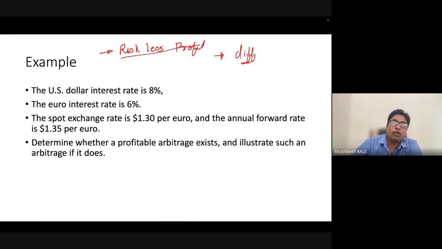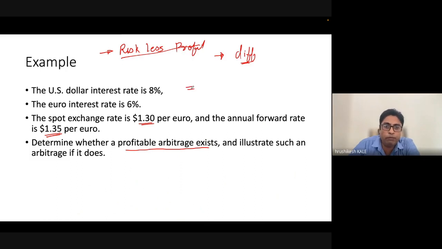Now, the spot rate is 1.3 and the forward rate is given as 1.35. Now, first of all, we have to determine whether profitable arbitrage exists. And if it exists, how to take benefit of it. Now, let us see if it exists.